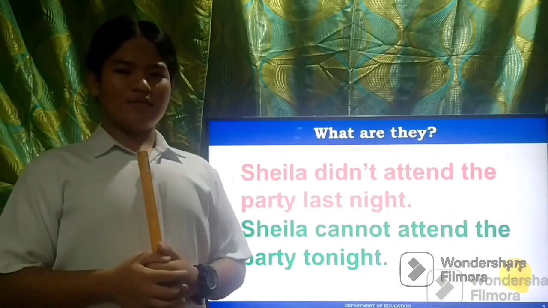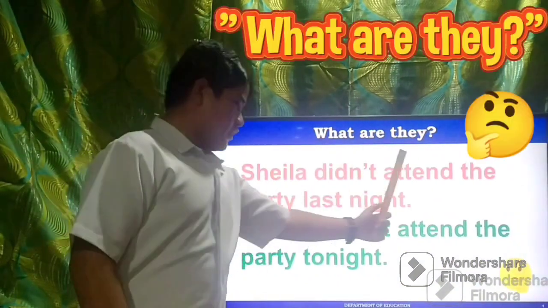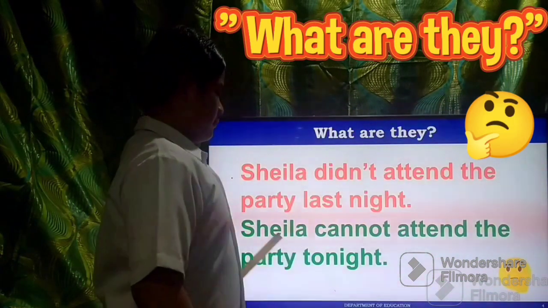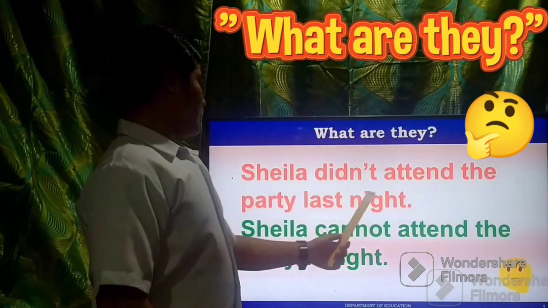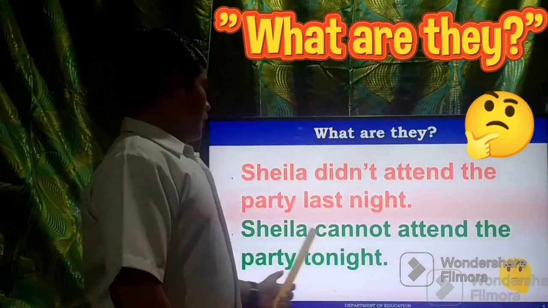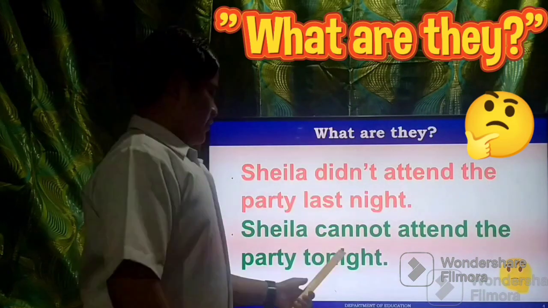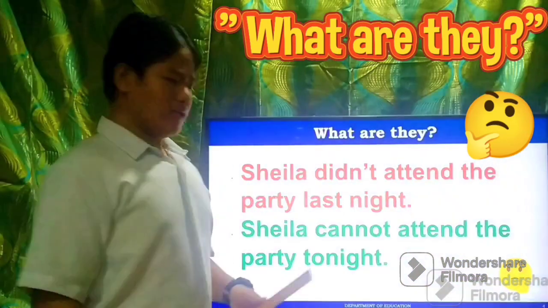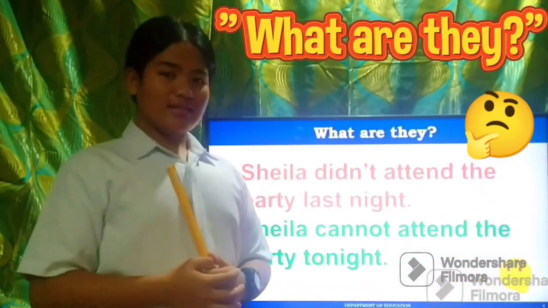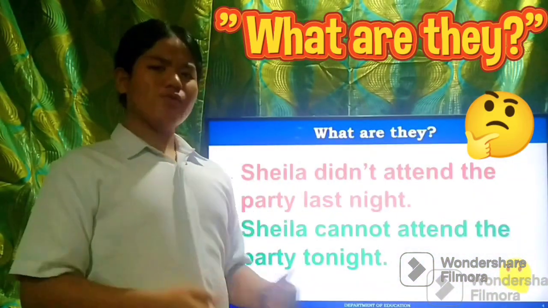Let us do this activity entitled, What are they? I want you to look at these two sentences. Number 1. Sheila didn't attend the party last night. Number 2. Sheila cannot attend the party tonight. What have you noticed in sentences number 1 and number 2? Do they have the same meaning? If not, what is their difference?